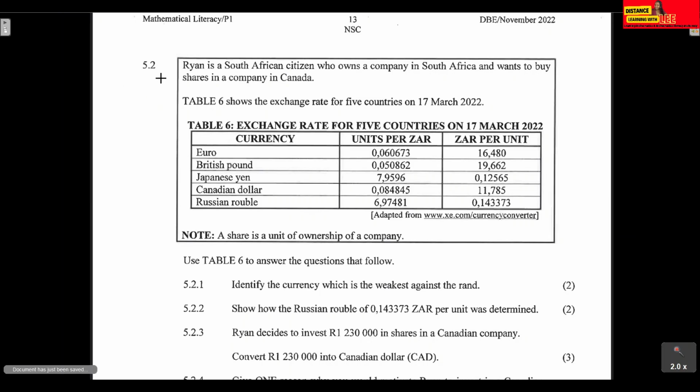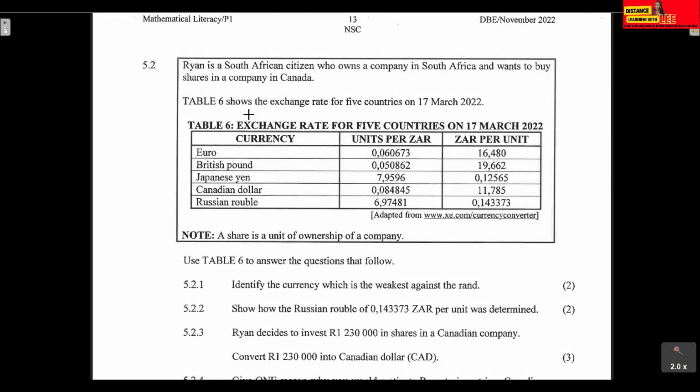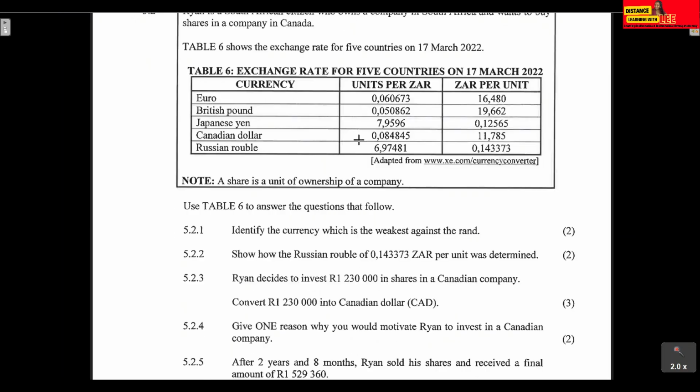All right. So question 5.2 says that Ryan is a South African citizen who owns a company in South Africa and wants to buy shares in a company in Canada. So Ryan is rich, and this person owns a company in South Africa, and they want to buy shares in a company in Canada. We are told that table 6 shows the exchange rates for 5 countries on the 17th of March 2022. Let's quickly analyze what this table means.